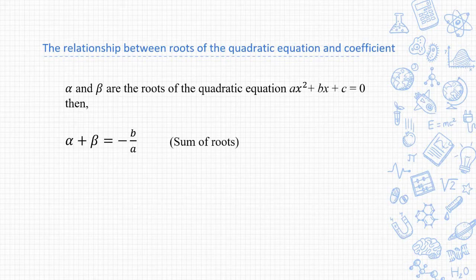This is also called the sum of roots formula. And alpha into beta will be equal to c upon a, where c is the last constant term and a is the coefficient of the x squared term. This is also called the product of roots.